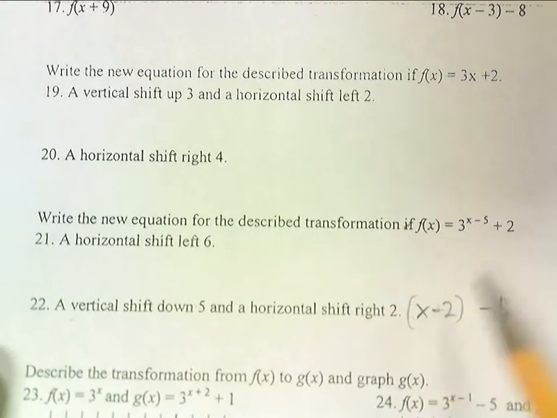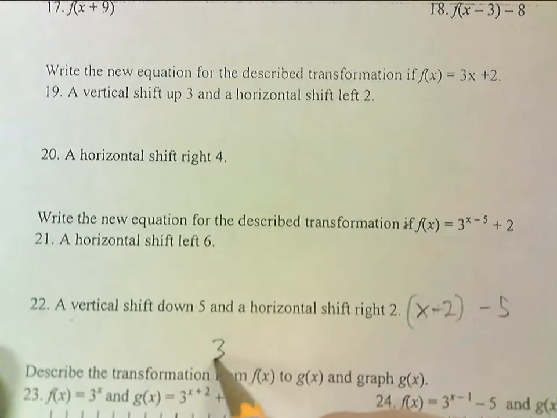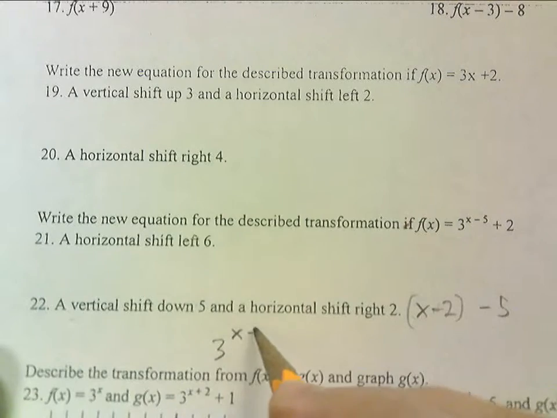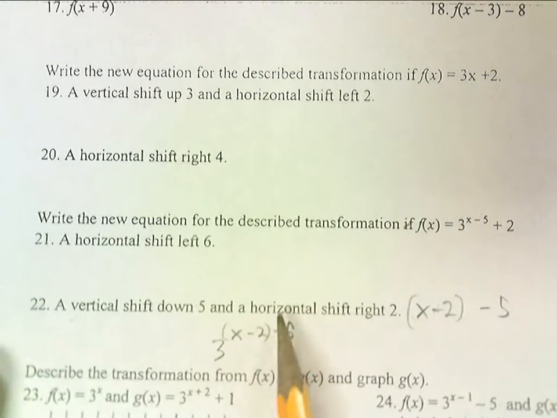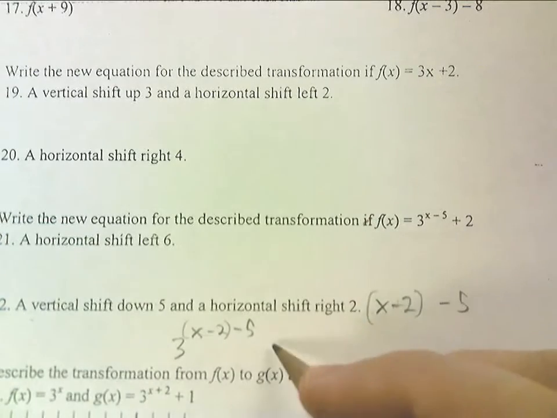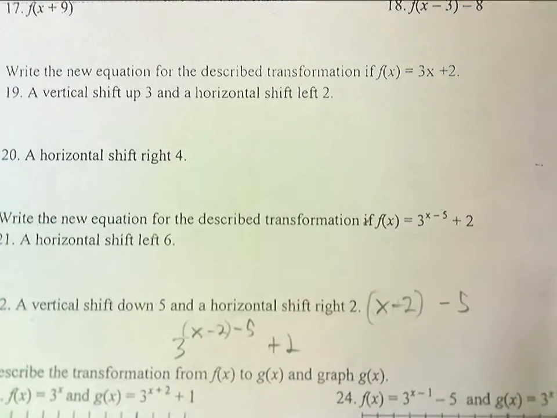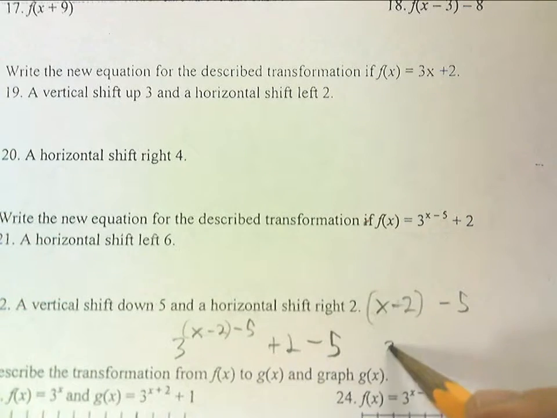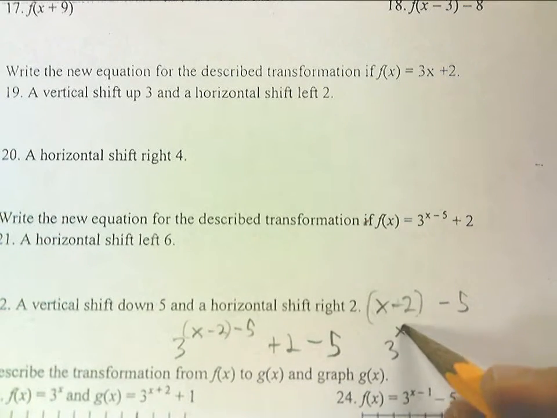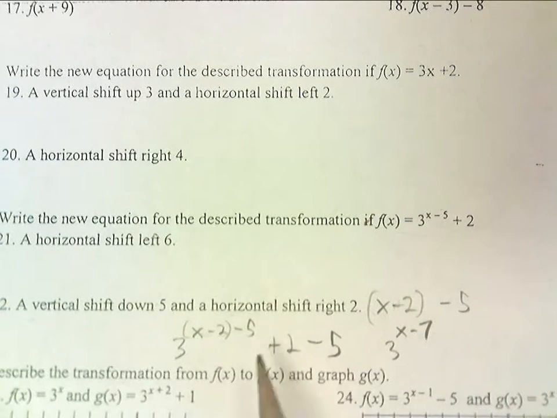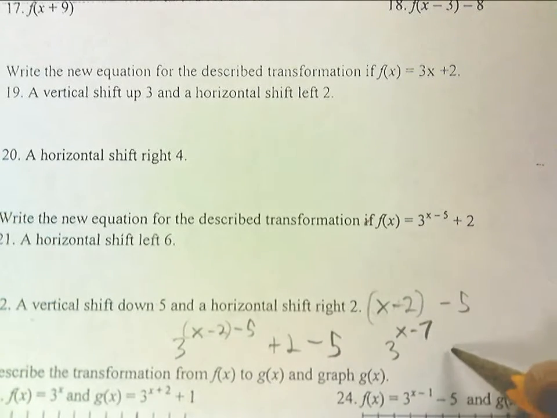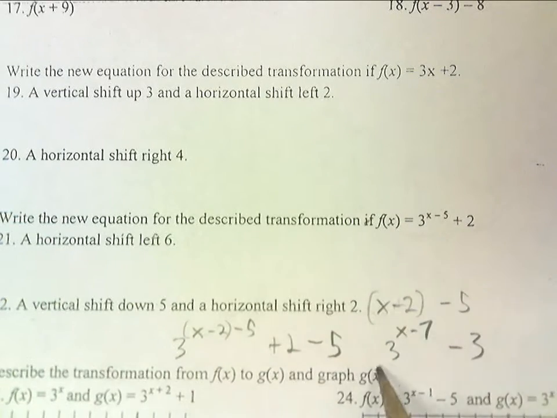So if I plug those into the equation, I would get 3 to the x minus 2 minus 5. Again, I could put that in parentheses. Doesn't really matter, but I'm going to end up dropping them to combine like terms anyway. And then the plus 2 minus 5, the minus 5 would go at the end there. If I combine like terms, negative 2 minus 5 would be negative 7. So it would be 3 to the x minus 7. 2 minus 5 would be negative 3. So minus 3. That would be my new equation.